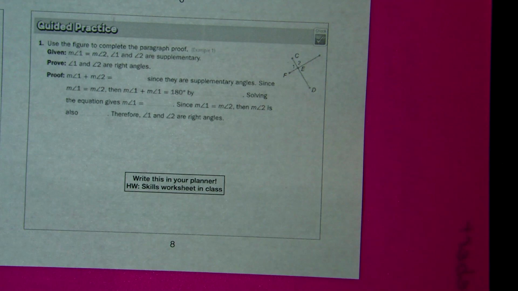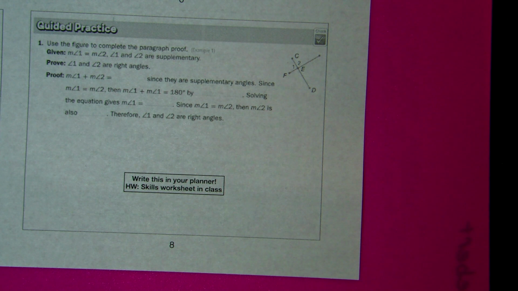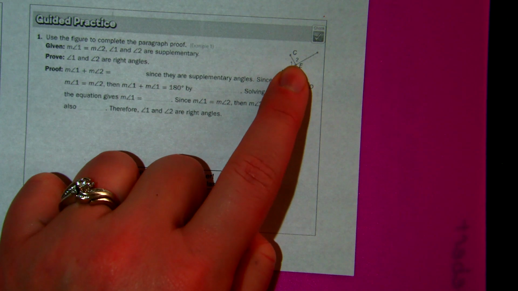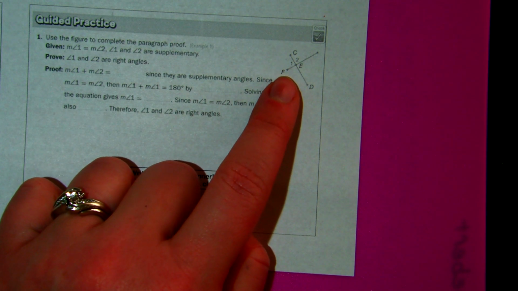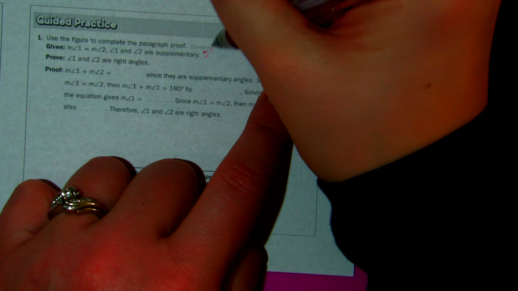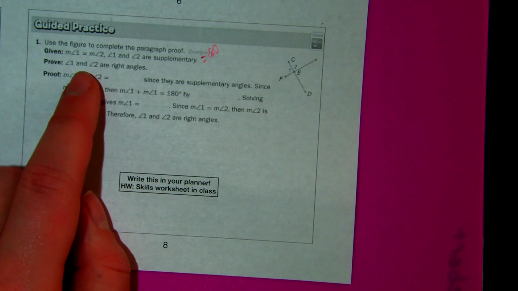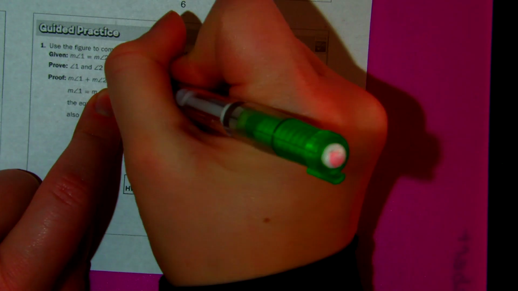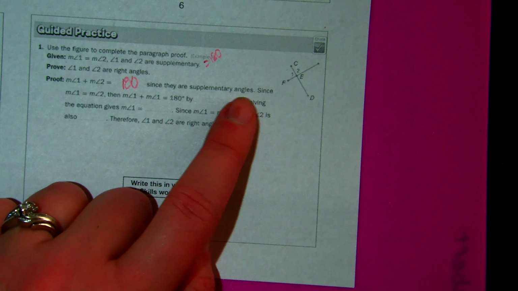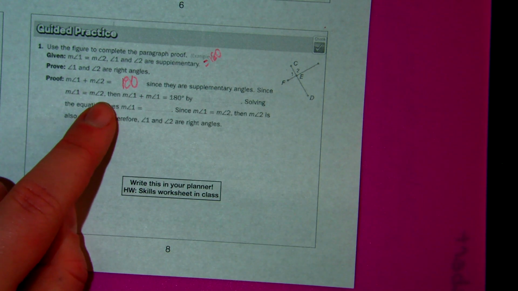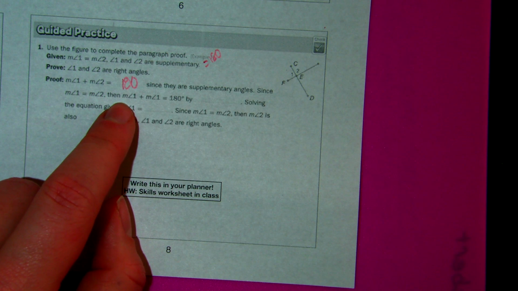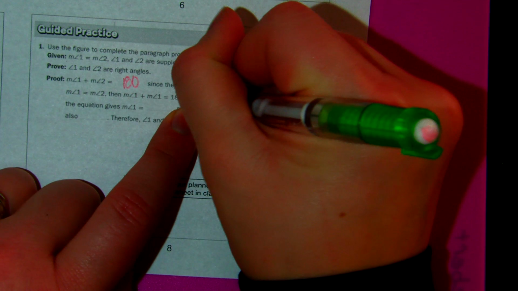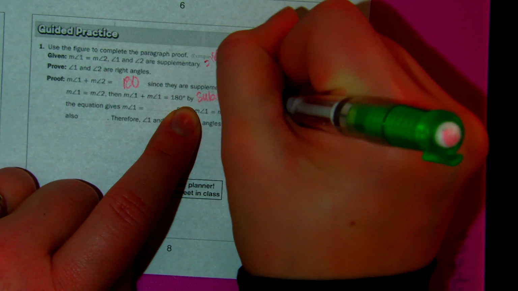Okay, this one says, use the figure to complete the paragraph proof. So angle 1 equals angle 2. Those two are equal. And angle 1 and angle 2 are supplementary, which means they equal 180. We need to prove that angle 1 and angle 2 are right angles. So the measure of angle 1 plus the measure of angle 2 equals 180 degrees, since they are supplementary angles. Since the measure of angle 1 equals the measure of angle 2, then technically you could say the measure of angle 1 plus the measure of angle 1 equals 180 by substitution. We could just take, since 2 is equal to 1, replace a 2 with the 1.